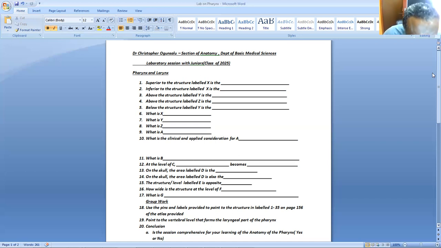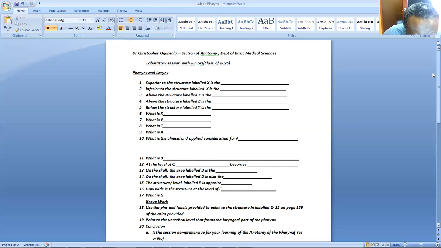And then there is a structure labeled E, and I am not too sure what I labeled here. What is E? It is the mid-split of the posterior wall of the pharynx. So that is the mid-split of the posterior wall of the pharynx. And it's just a beautiful split. You know, I like to see it in textbook, and I like to see it in cadaver.